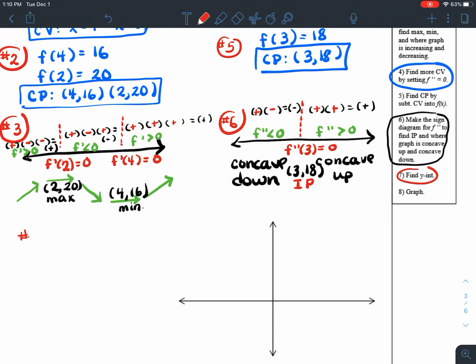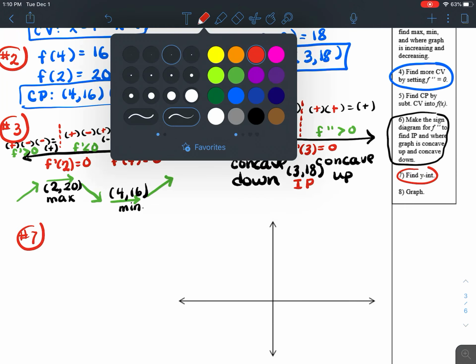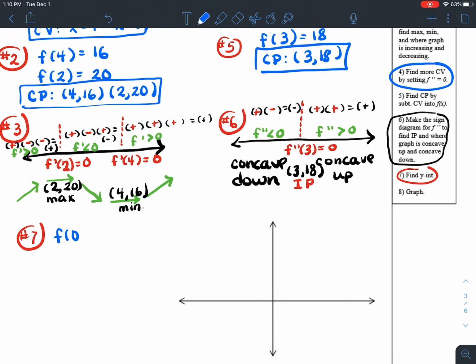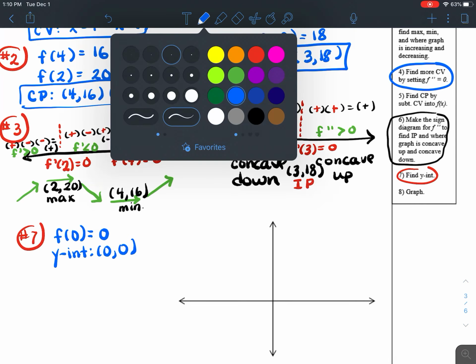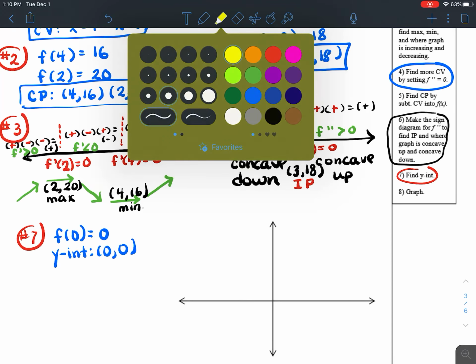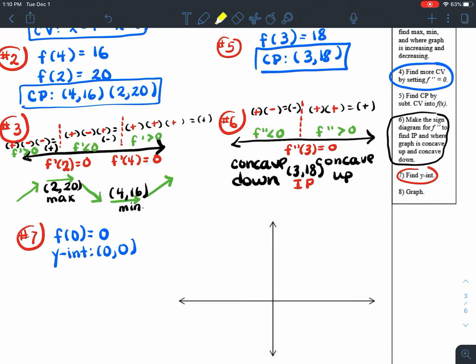Okay, step number 7, you can see over here, is to find the y-intercept. That is merely to just substitute a 0 into the original function for all the x's. It looks like we get back out a 0, so the y-intercept is at (0, 0).